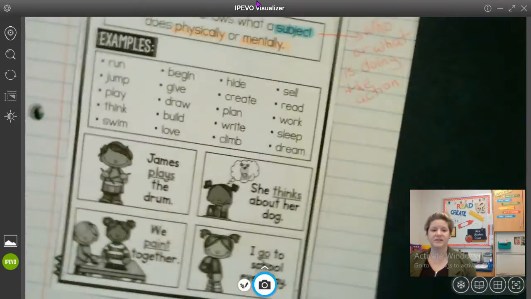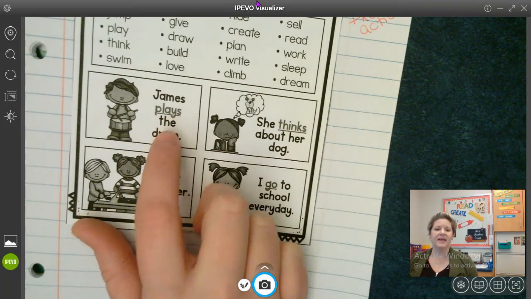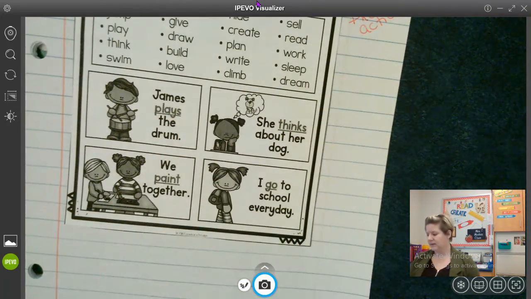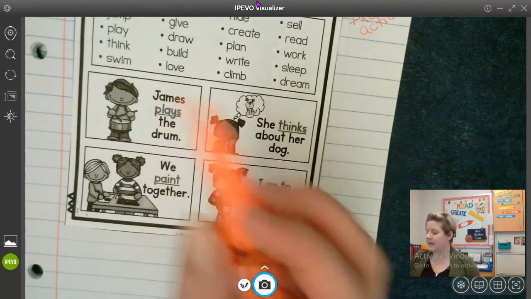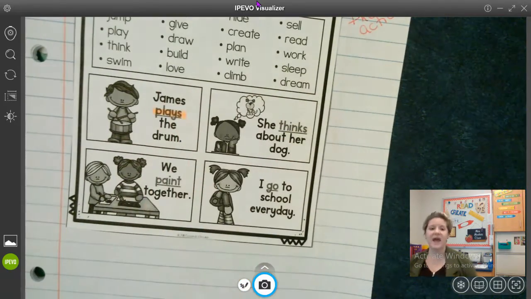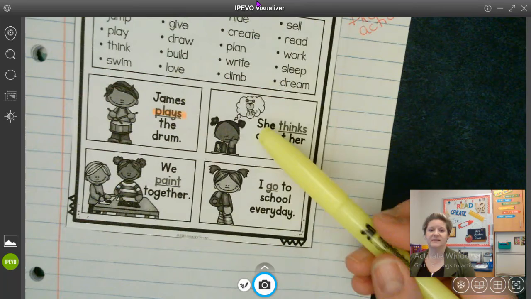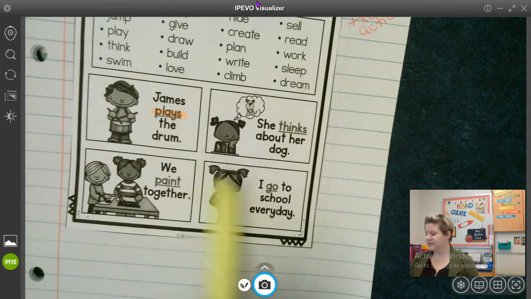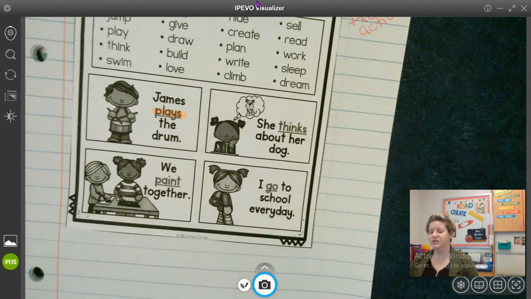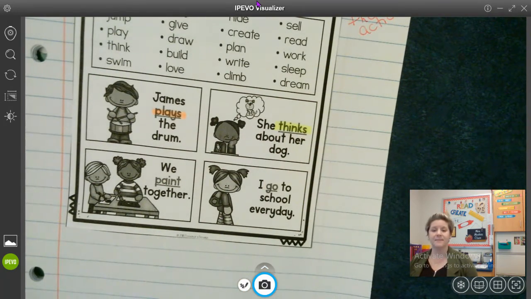Okay, let's look down at our sentences for some examples. Okay, it says Jim plays the drum. Okay, so what is James, or I'm sorry, not Jim, James. What is James doing? He plays. That's his action. That's what he is doing physically. So that is my action verb. The next sentence, she thinks about her dog. What is she doing? So our sentence is about this girl right here. And what is she doing? She's thinking. So she thinks. That's the mental action.